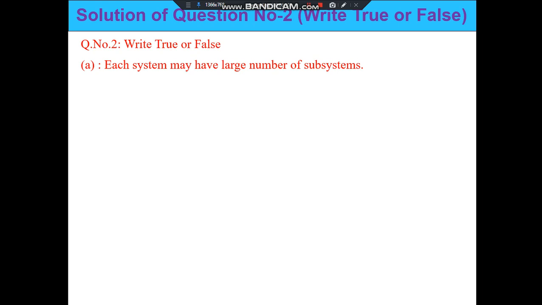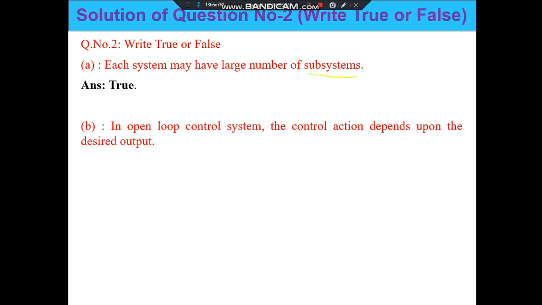Solution of question number 2, true or false. A system may have a large number of subsystems. This statement is true. If you remember the block diagrams or signal flow graphs, there are many subsystems. In open loop control systems, control action depends upon the desired output. This is also true.